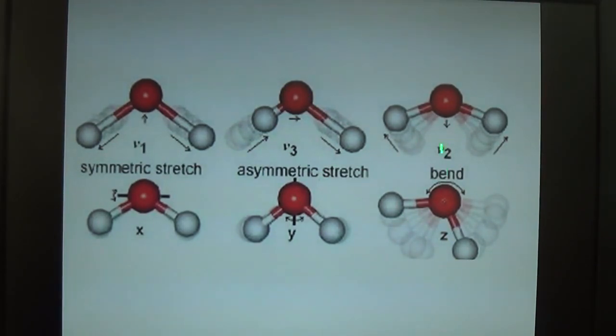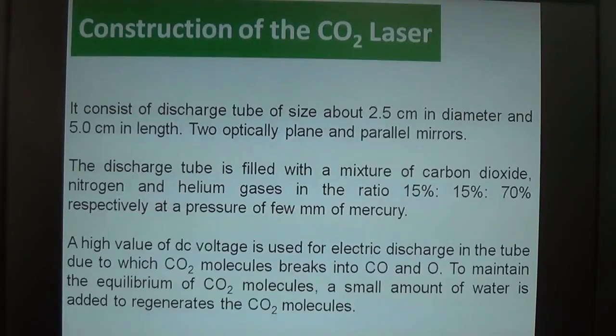And here in bending, you can see that this oxygen can move upward and downward. Similarly this oxygen can move upward and downward, and this carbon also. So these are the three possible modes of vibration in the CO2 molecule when it gets excited.